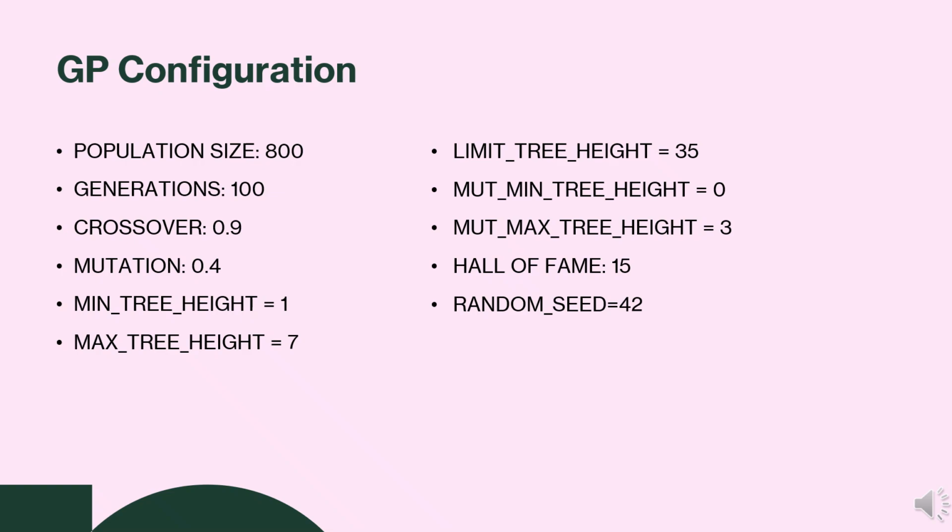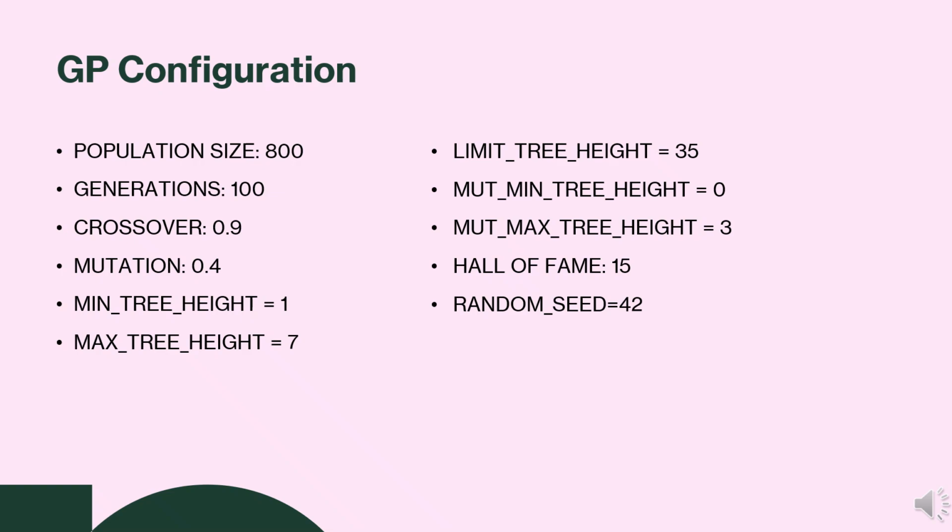To maintain control over complexity, the initial tree depth was allowed to vary between 1 and 7. This ensures the algorithm starts with a mix of simple and moderately complex solutions. During mutation, the trees introduced can have a depth between 0 and 3, and we also set a maximum allowed tree depth of 35. These limits help prevent excessive tree growth, which can make the model slow and harder to interpret. We also used a Hall of Fame size of 15, meaning the best individuals are preserved across generations.